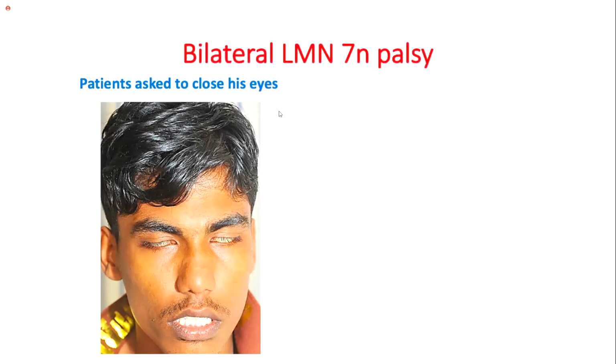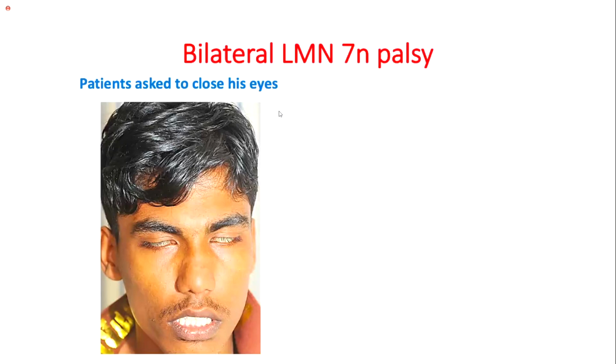Mouth open, sir. Okay, what else do you observe? So bilateral eye closure is impaired. What else? He's trying to smile. Yeah, the mouth is open. So this is bilateral lower motor neuron seventh nerve palsy. What are the causes?